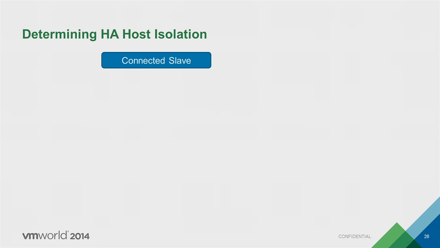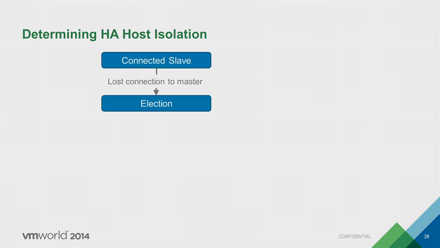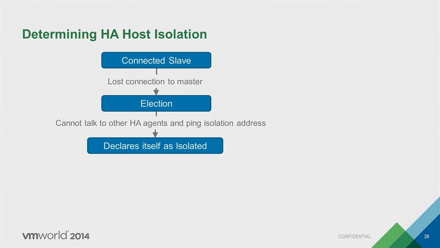If everything is good, the host is connected as a slave to a master. Once it loses connection to the master, it goes into an election mode. If it does not see any election traffic or any other messages from other agents, and if it cannot ping any of the isolation addresses, then it will declare itself as isolated.